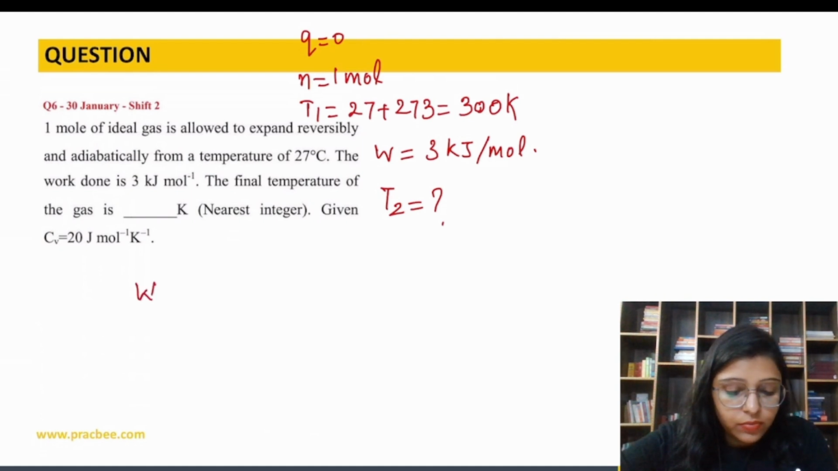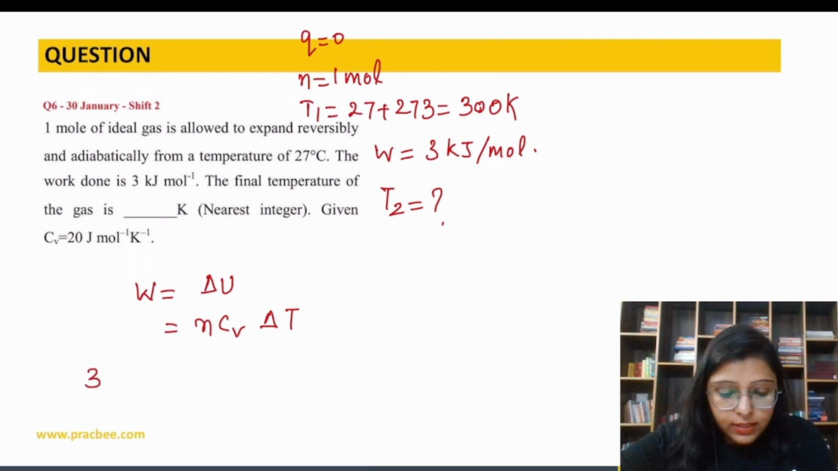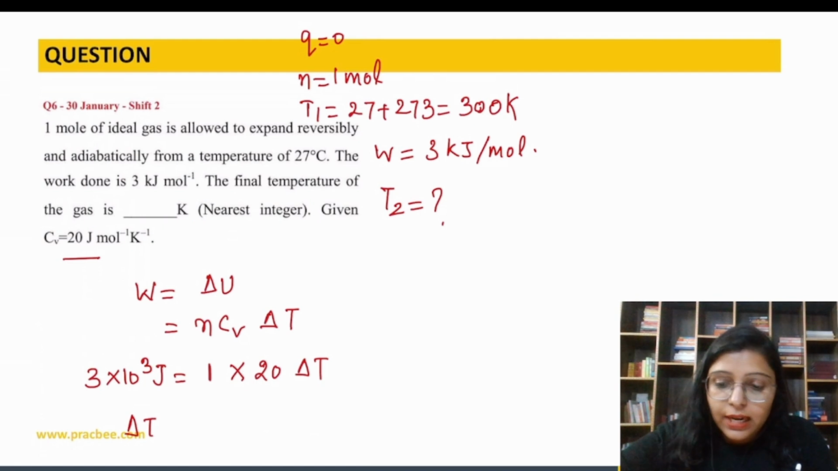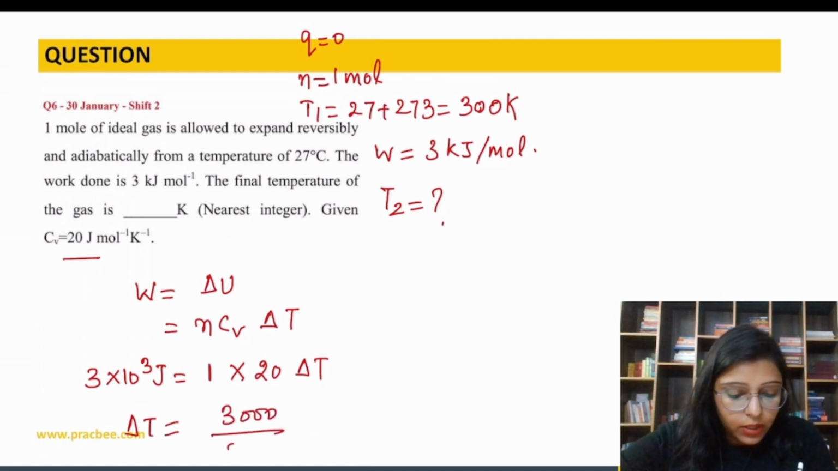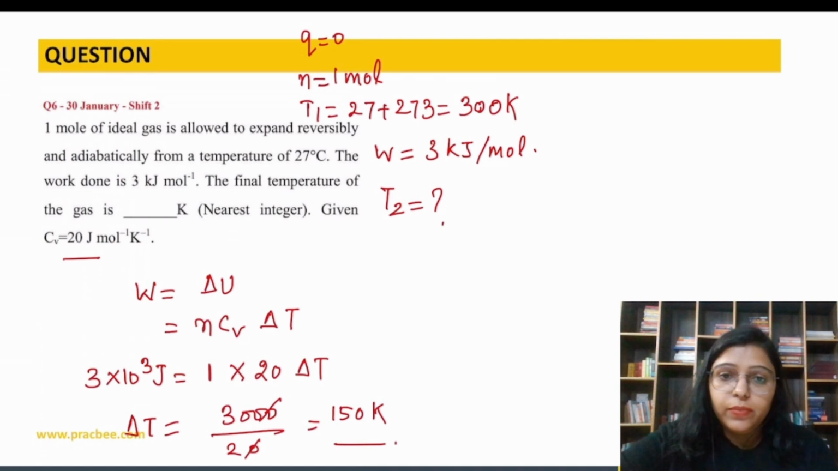For an adiabatic process, work done is equal to delta U, or we can say n CV delta T. Work done is 3 kilojoule, so we can say 3 into 10 to the power 3 joules. n is 1, CV value is given as 20 joule per mole per Kelvin, and we have to find delta T. So delta T is equal to 3000 over 20, which is 150 Kelvin.